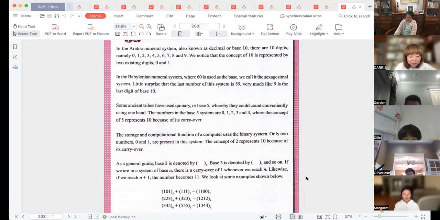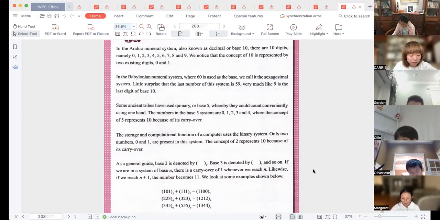As a general guide, base 2 is denoted by bracket 2. Base 3 is denoted by bracket 3, and so on. If we are in a system of base n, there is a carryover of 1 whenever we reach n. Likewise, if we reach n plus 1, the number becomes 11. We look at some examples shown below.